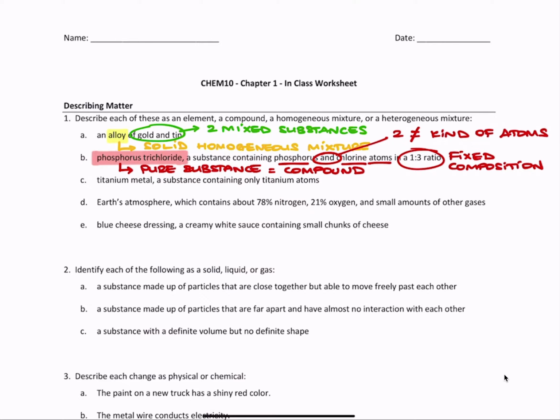C, titanium metal, a substance containing only titanium atom. So what do we see here? We have the term only titanium atom, only. So if it's only, it means there's only one kind of atom. We are therefore in presence of a pure substance, an element.